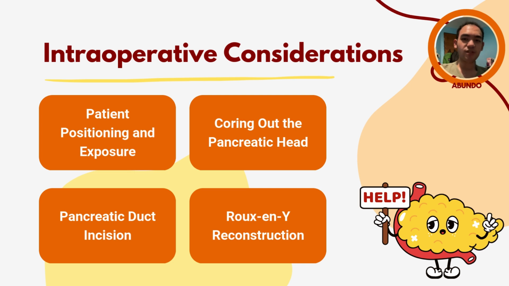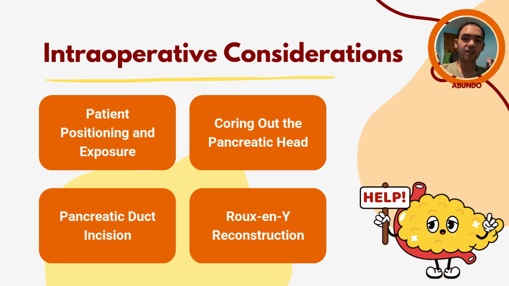Second, coring out the pancreatic head. This is the central surgical maneuver of the Frey procedure. It is performed intraoperatively to remove the diseased tissue while preserving key structures like the duodenum and nearby vasculature. The extent of coring is determined based on real-time assessment of the pancreas's consistency and degree of fibrosis, which cannot be fully appreciated until the abdomen is open.